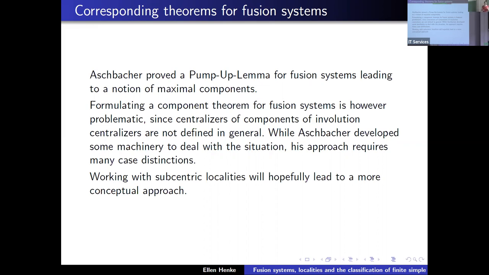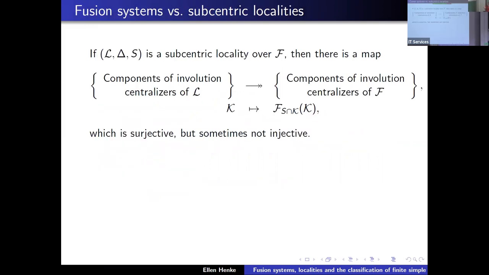We have not quite worked that out in detail yet, but I think we can prove a pump-up lemma for subcentric localities. And then the advantage is that it is a lot easier to look at centralizers of components of involution centralizers. Here things are actually different than in fusion systems, and one really would want to stay in the framework of localities. Just to give you some idea why one has more information in the locality case: if you look at a fixed involution centralizer in L, meaning one of these subcentric p-local sublocalities, as I like to call them, and a fixed component of an involution centralizer of the same involution in F and in the corresponding subcentric locality, then we get a one-to-one correspondence between the components.